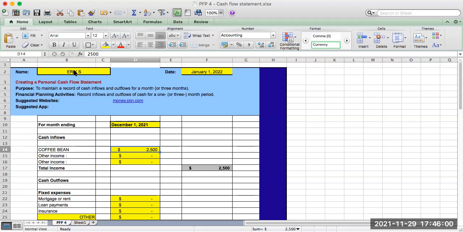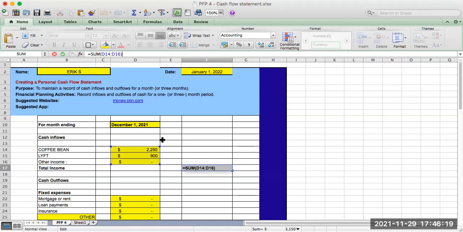So let's say my actual take-home pay is $2,250. Other income, I don't know. Let's say you drive for Lyft or something like that, and your take-home is $900. Again, just making these numbers up. As always, you fill in the yellow cells, and then it totals down here in the gray. So you can see this $2,250 plus $900 gives us $3,150. Unfortunately, for most of us, we usually have one or two income sources here.